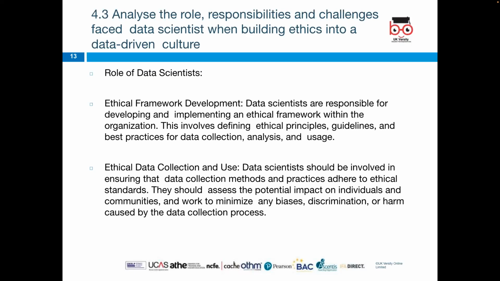Ethical data collection and use. Data scientists should be involved in ensuring that data collection methods and practices adhere to ethical standards. They should assess the potential impact on individuals and communities and work to minimize any biases, discrimination, or harm caused by the data collection process.